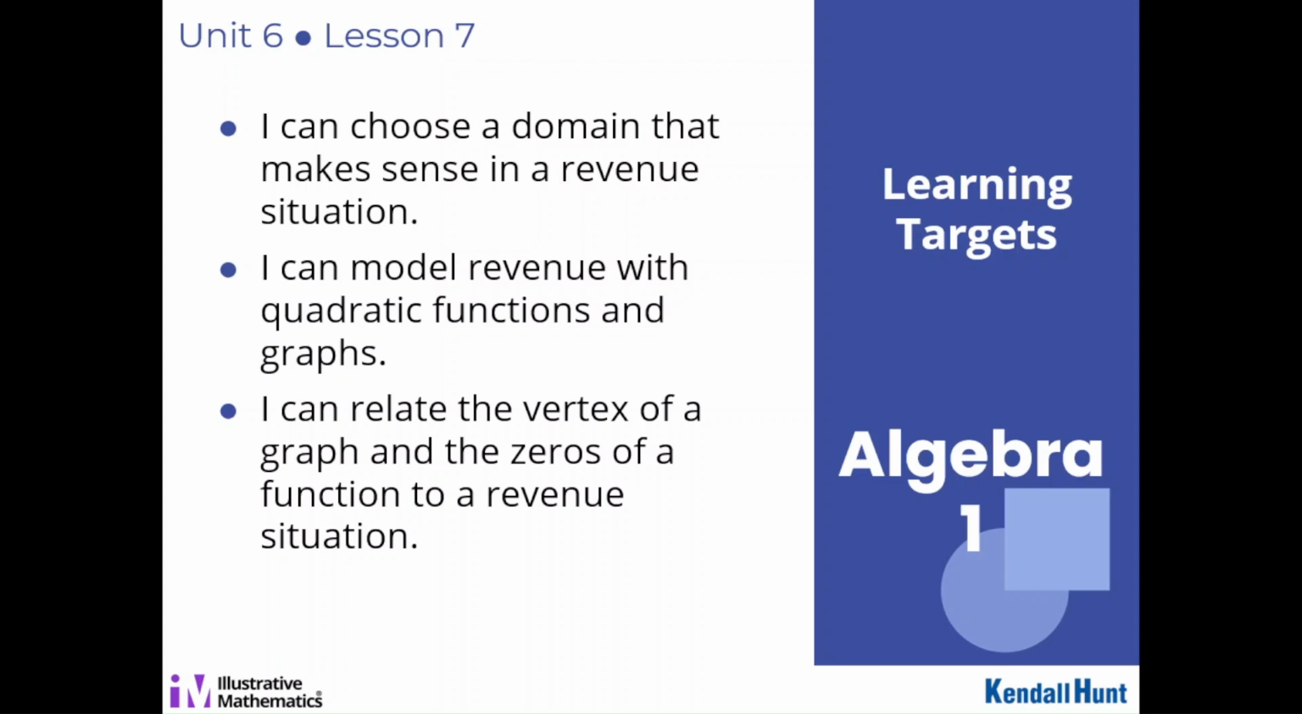And then your zeros are referring to those x-intercepts. So you've got one at the beginning that says if you don't charge any money, you're really just giving stuff away, so you're not making any revenue. And then the other one is that price point where you've put the price so high, nobody wants to buy it anymore. So again, you're back at zero revenue. So you need to make sure that you're understanding how the vertex and how those zeros relate to the revenue function.